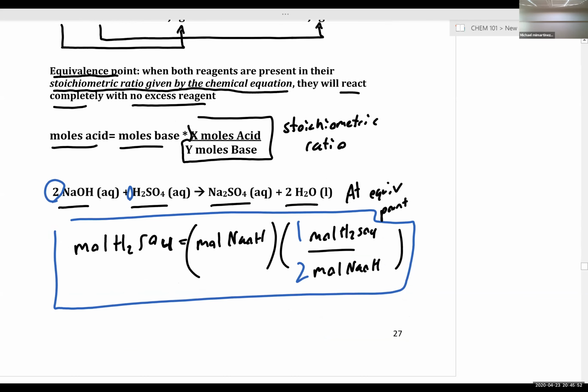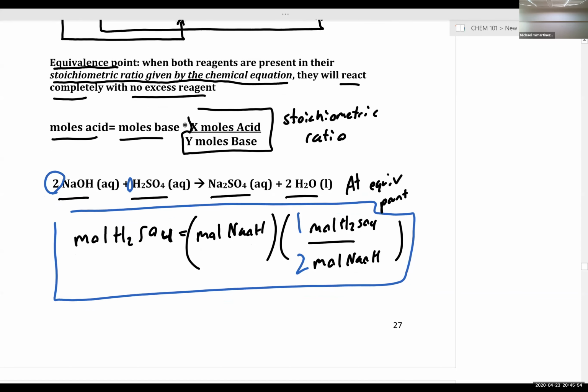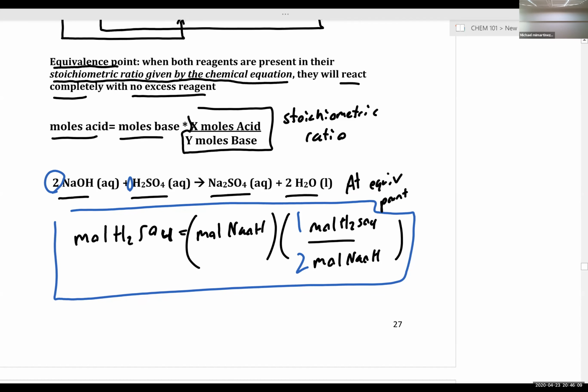So the key takeaway, I want you to keep this in mind: you always need a chemical equation when you're dealing with a titration. Full stop. This mole to mole ratio, this stoichiometric ratio, comes from our chemical equation. Okay, let's keep going.